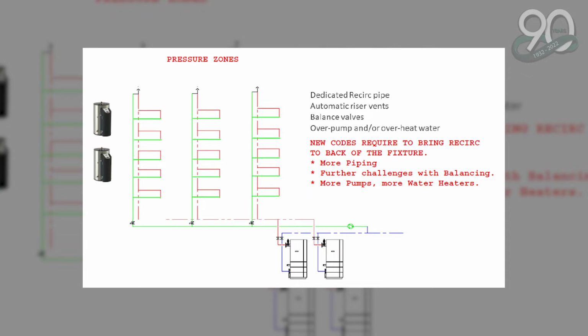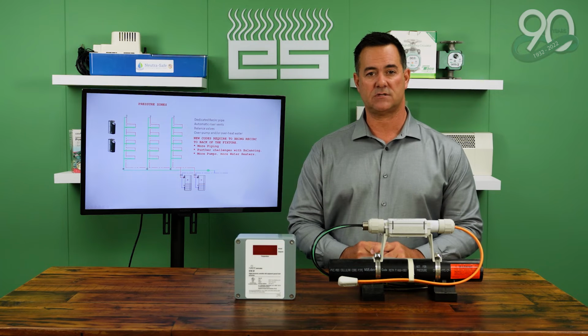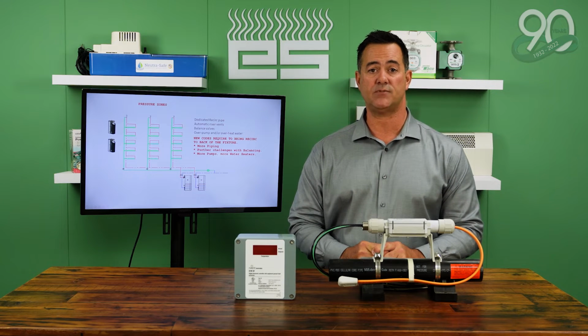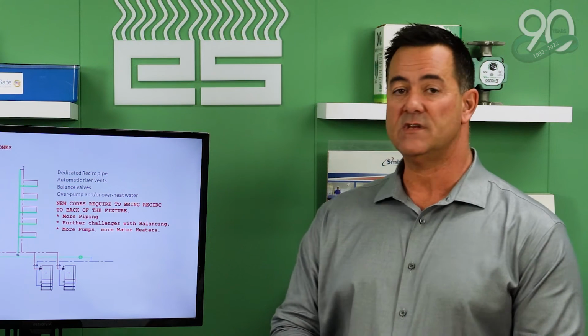In high-rise applications, many engineers struggle with pressure zones. To address this issue, they will split the zones, creating separate recirc loops for each zone. This requires more recirculation pumps as well as separate zone water heaters for these applications. This again adds to the complexity and the cost of a recirculation system.